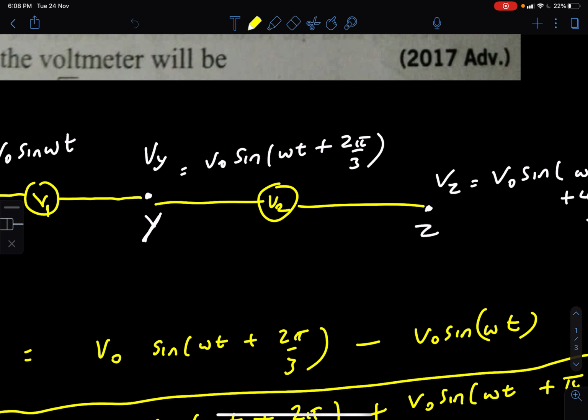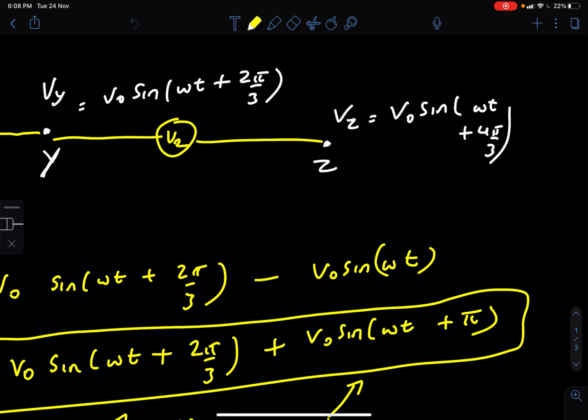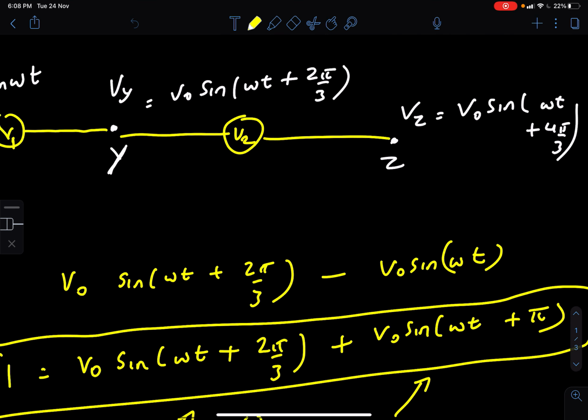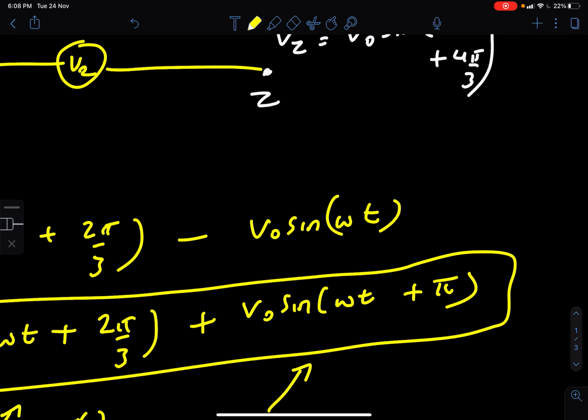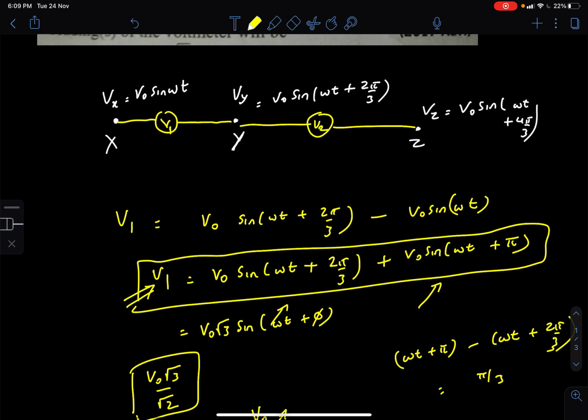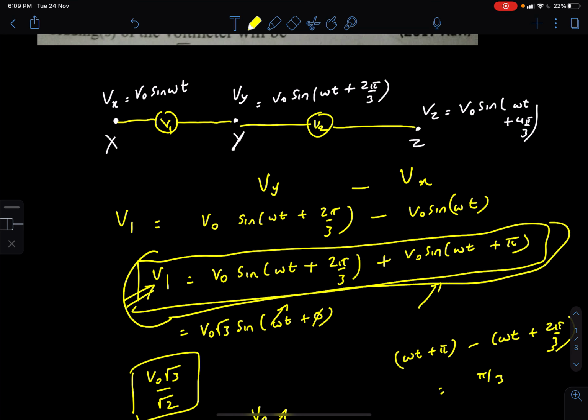Voltage of y is already given to be v naught sin omega t plus 2 pi by 3, and similarly voltage of x is also given to be v naught sin omega t. Subtract them. Now subtracting means like if there is a minus sign here, you can see this minus sign. So this minus sign can be absorbed by adding pi in the argument of the sine function, and so this v1, which is actually vy minus vx, can be written in this way.